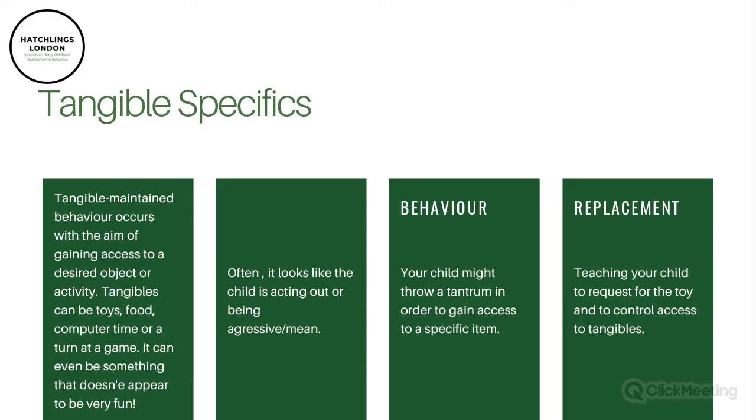So the specifics for tangible. Tangible maintained behavior occurs with the aim of gaining access to a desired object or activity. Tangibles can be toys, food, computer time, or a turn at a game, and it can even be something that doesn't appear to be very fun. Often it looks like the child is acting out or being aggressive or mean. The behavior is that your child might throw a tantrum in order to gain access to a specific item. A replacement behavior we could use is teaching your child to request the toy and to control access to tangibles.